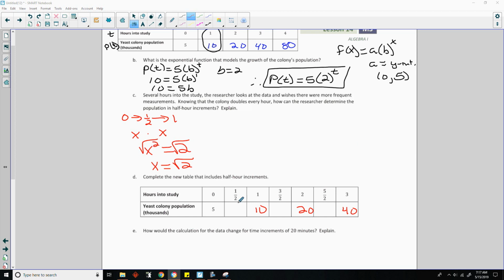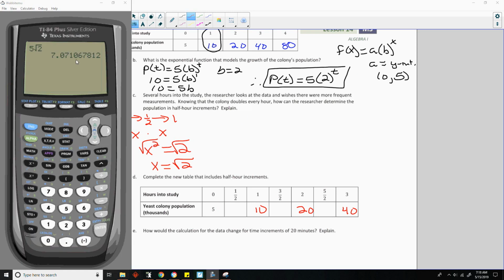All right, but what I need to find is this value here. So 5, how do I get this value here? Well, it's this factor right here. If x equals the square root of 2, and we're taking a half an hour, that's a factor of square root of 2. We're going to multiply by the square root of 2.